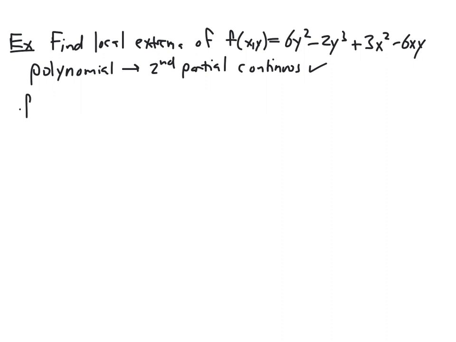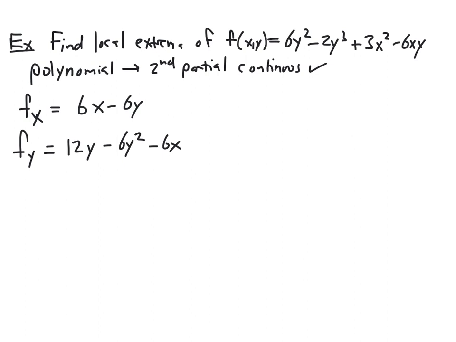So the next step is to find our critical points. So we find our partial derivatives. f_x is going to be 6x minus 6y. f_y is going to be 12y minus 6y squared minus 6x. Both of these are polynomials, so they're both going to exist everywhere. There's no points where they don't exist, so the only critical points will come from when these are equal to 0. So we'll set both equal to 0.